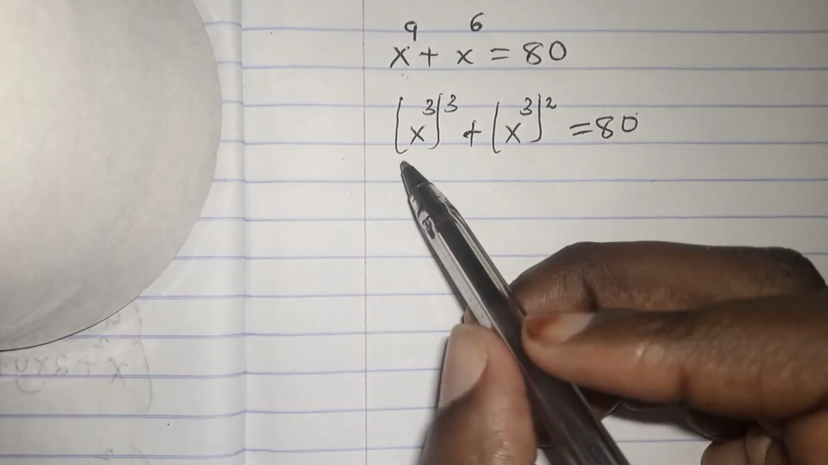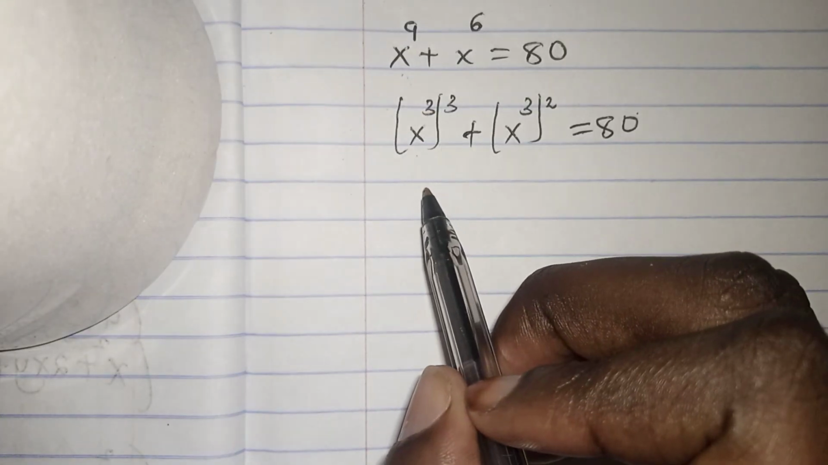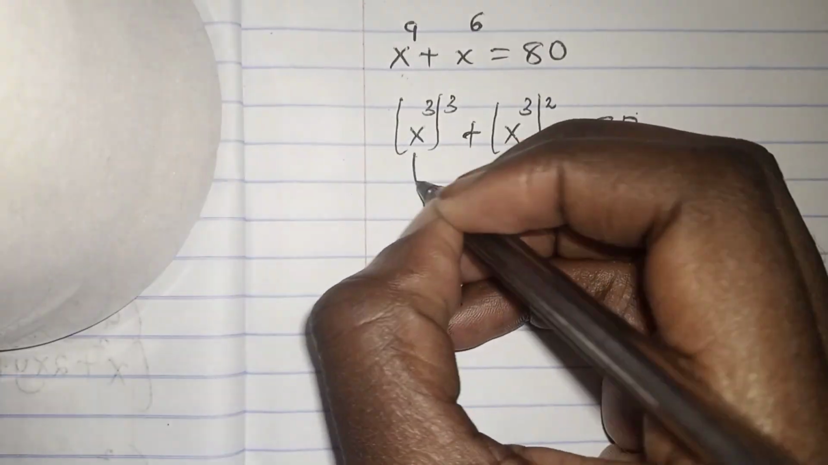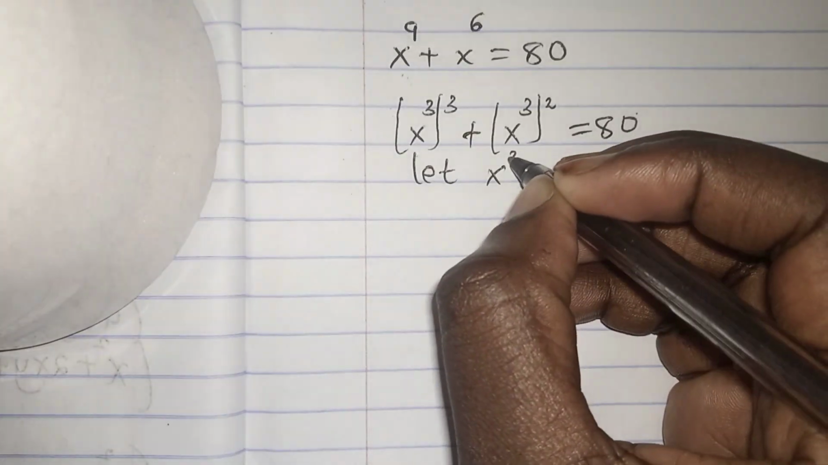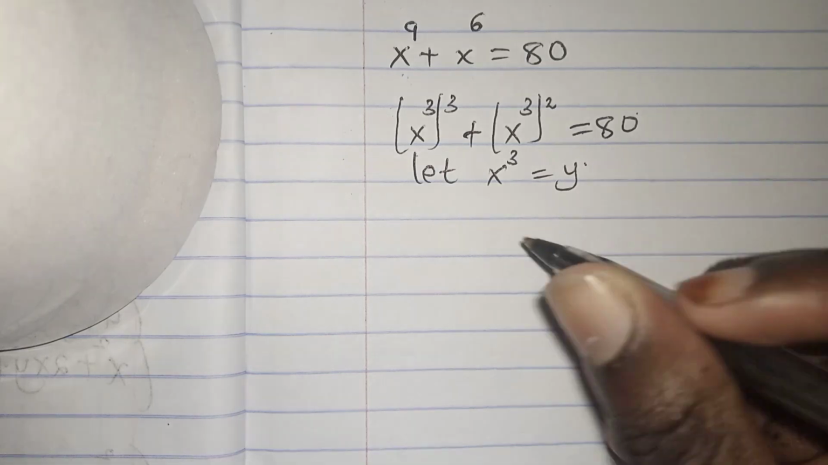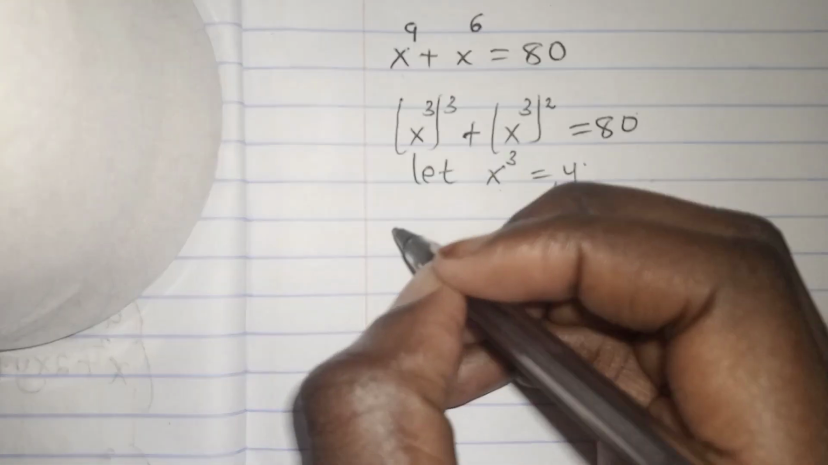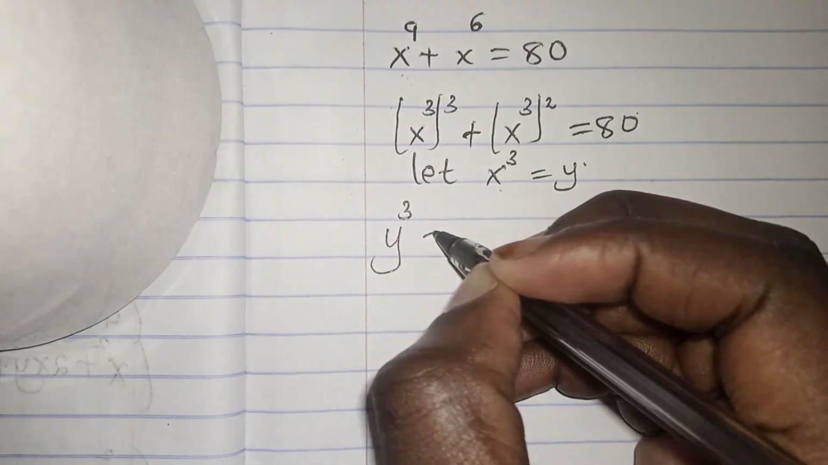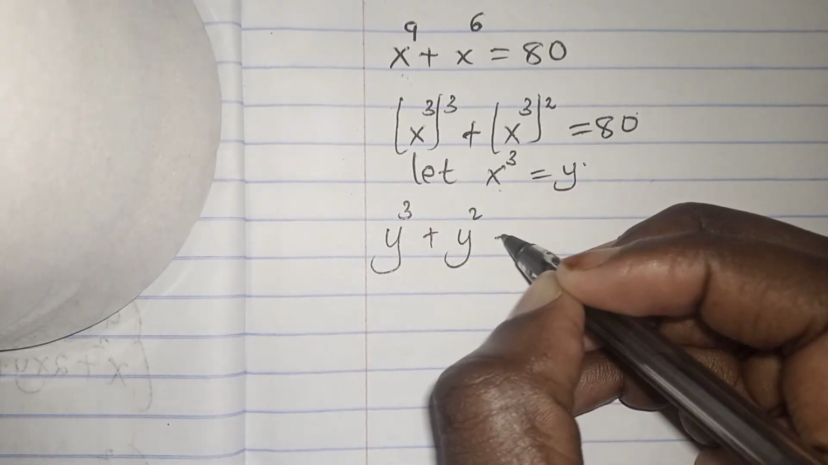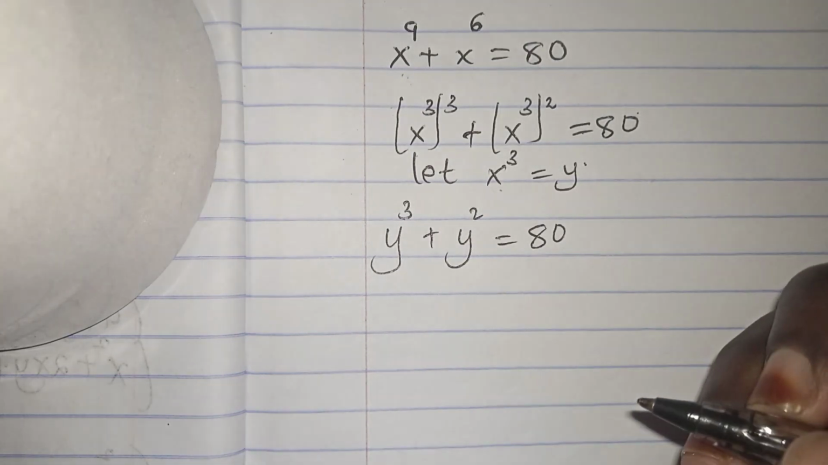Okay, so we've made x to the power of 3 to be common. We shall say let x to the power of 3 be y. So where there is x to the power of 3, we are substituting it with y. So this will be y cubed plus y squared is equal to 80, right?